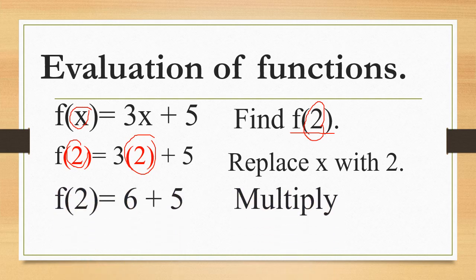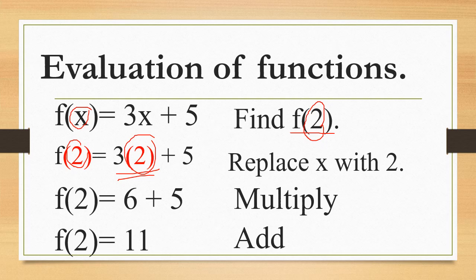The next, multiply na daw. Kasi nga, sa PEMDAS, wala na tayong parentheses, wala na exponent. So, we can now proceed with multiplying 3 and 2. So, 3 and 2 will give us 6. Then, last step, we can now add 6 plus 5 will give us 11. So, meaning, f of 2 is equal to 11. That will be our final answer.